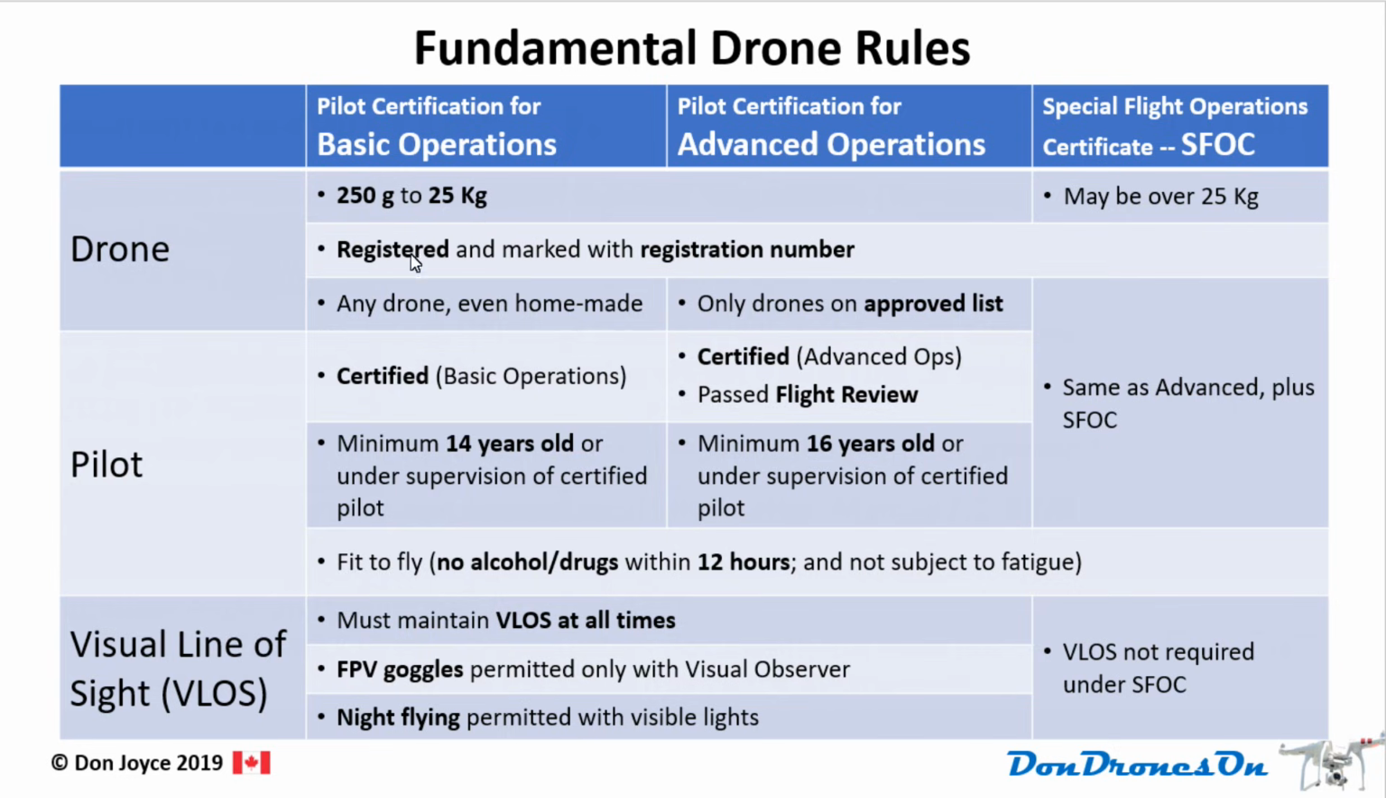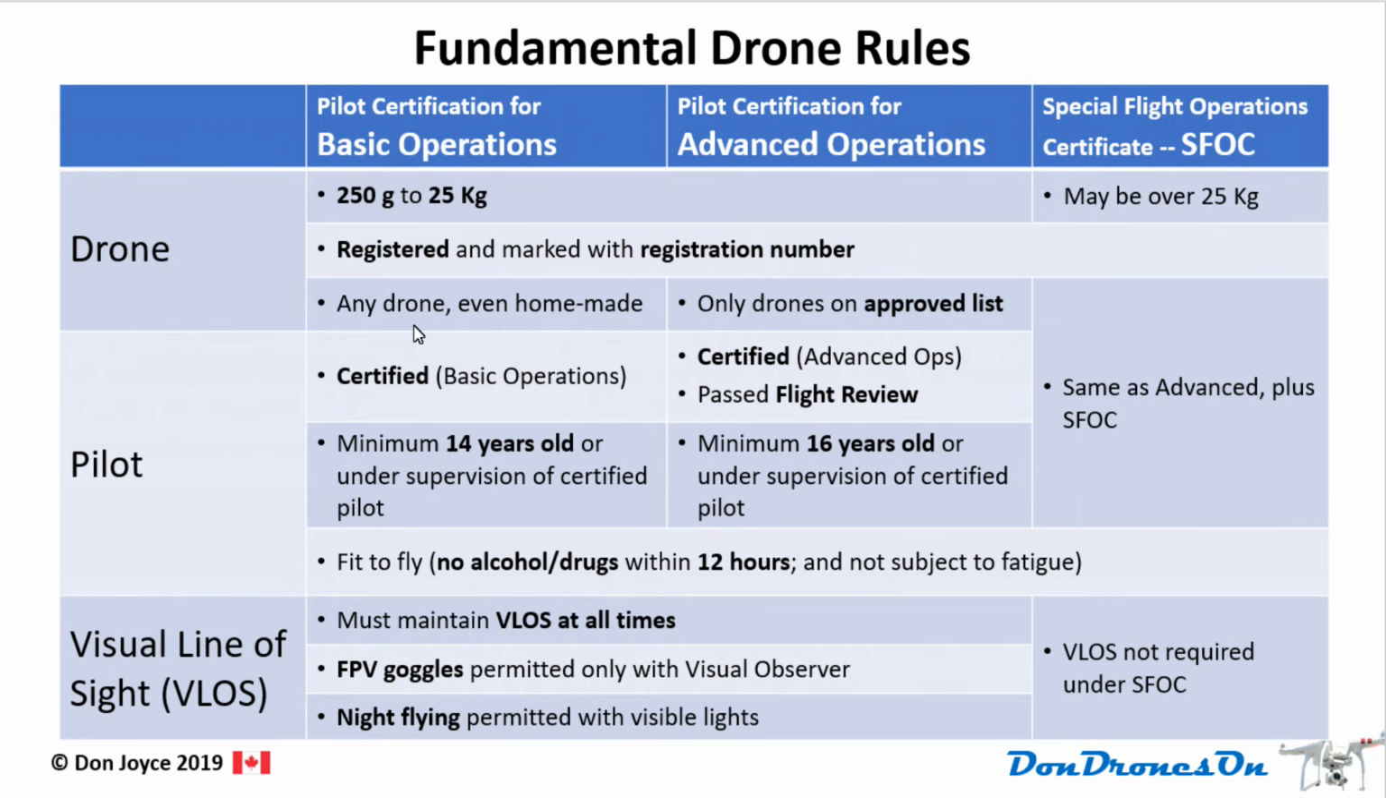So they break down into 3 different categories, whether you're flying basic operations, which is what 90% of recreational flyers will be doing, more advanced operations, or specialized work that requires a Special Flight Operations Certificate, or an SFOC. So small drones in Canada are defined as those drones that are between 250 grams and 25 kilos. If you're below that, the rules don't apply. If you're over 25 kilos, you must be in an SFOC situation. Your drone has to be registered by Transport Canada and marked with a registration number.